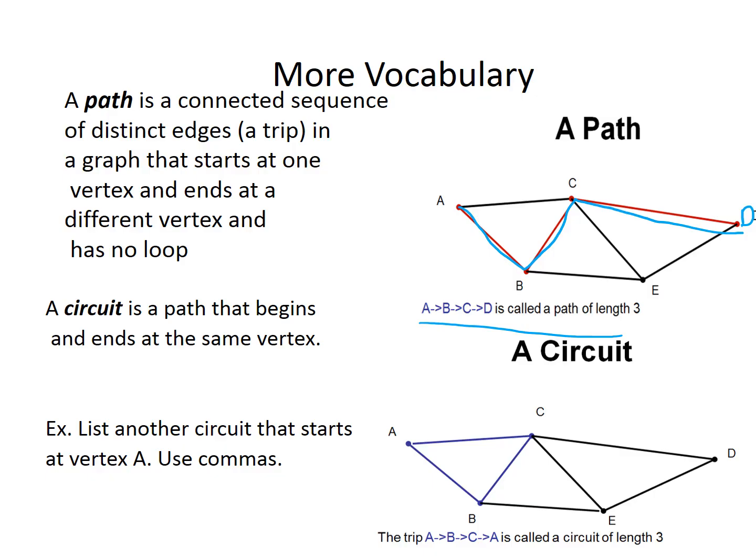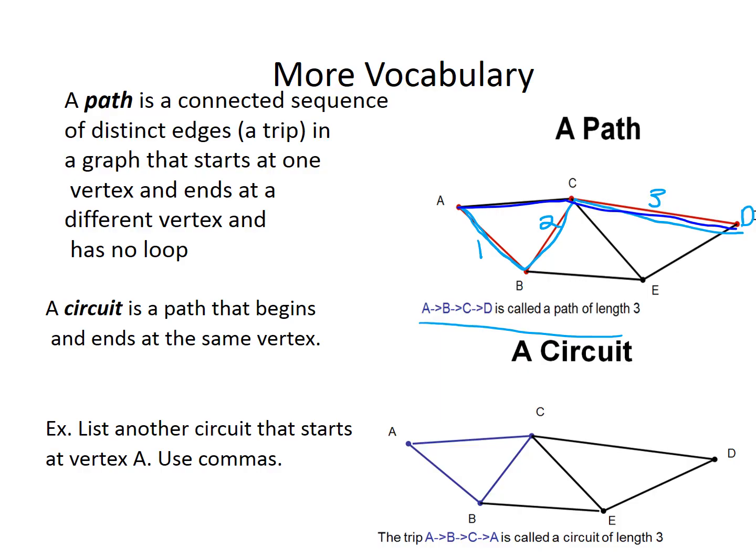is called a path of length 3. So you kind of go, okay, this is 1, this is 2, and this is 3. You want to count the edges, not the vertices. So that is a path of length 3, right? There's a lot of different paths from A to D. That just happens to be one of them. You could do a path ACD, right? That would only have length 2.